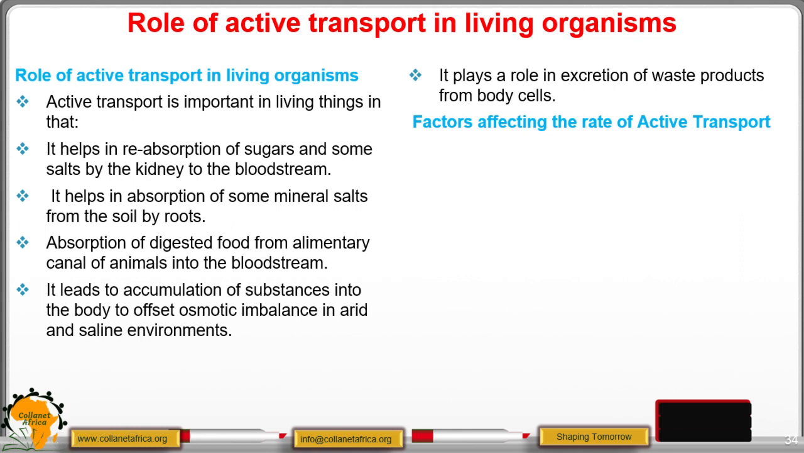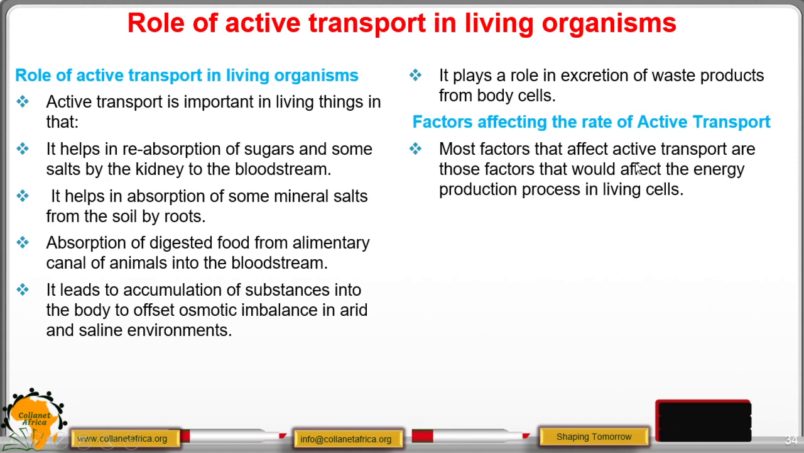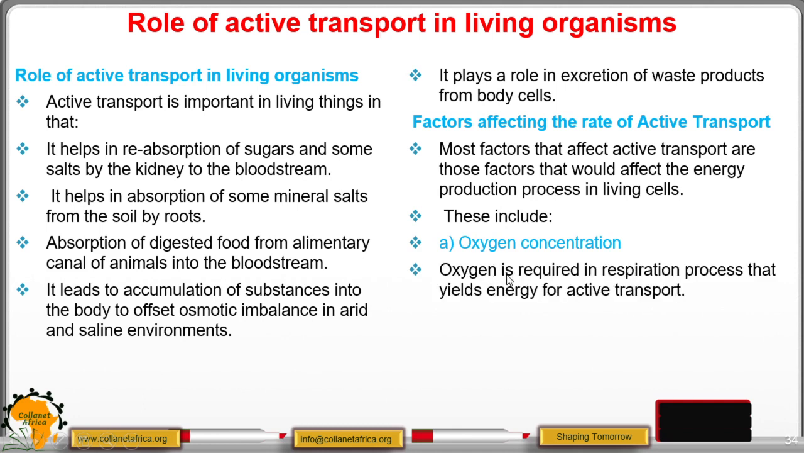Having looked at that, we want to look at the factors affecting the rate of active transport. Most factors that affect active transport are those that would affect the energy production in living cells. And these include oxygen concentration, whereby oxygen is required in respiration process that yields energy for active transport. Respiration is that process whereby food is broken down to release energy, carbon dioxide, and water. So this energy is very necessary for active transport.